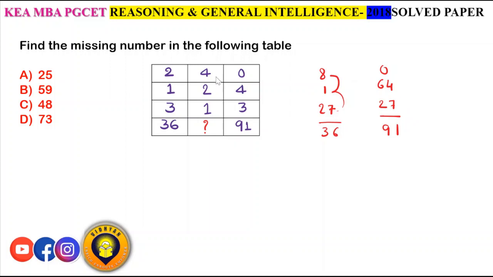So therefore what will be our answer? That is sum of cubes of these three numbers, that is 4 cube is 64, 2 cube is 8, 1 cube is 1. So 64 plus 8 is 72, 72 plus 1 is 73. So option D is our answer.